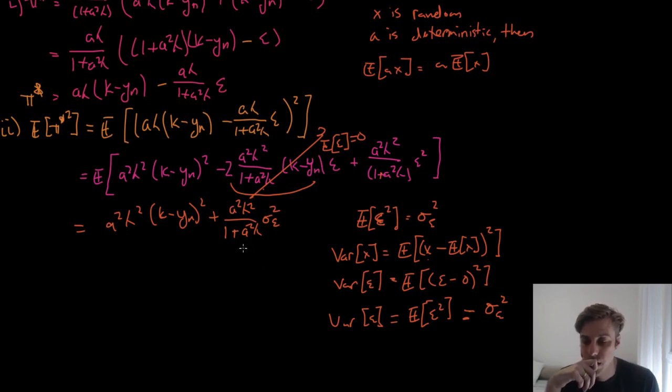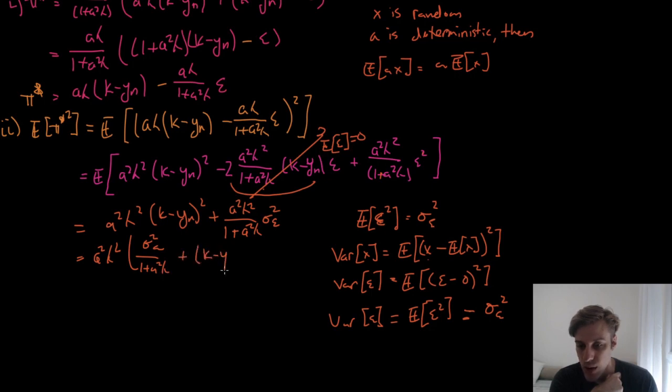And then we have an a squared lambda squared here, we have an a squared lambda squared here. I'm just thinking, is it profitable to distribute it out? Maybe. We could write this as a squared lambda squared times sigma squared epsilon over 1 plus a squared lambda, plus k minus yn squared. Okay, so this is the expected value of pi star squared.